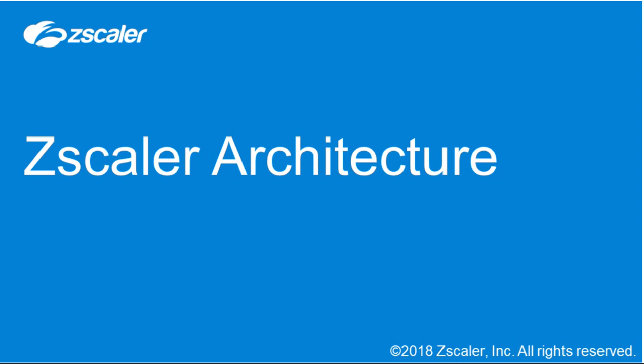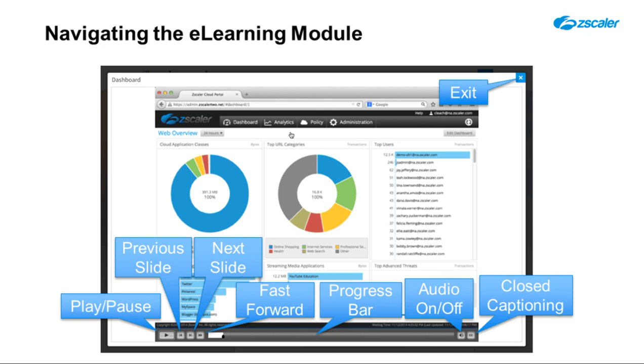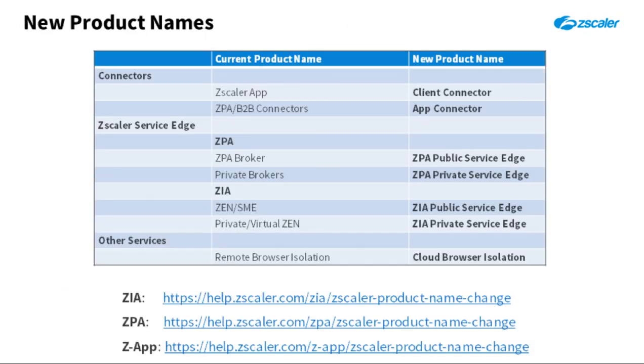Welcome to the Zscaler Architecture module. Before you begin, take a moment and familiarize yourself with the recent changes to Zscaler product names used throughout this course. For example, Zscaler App is now called Client Connector. A complete reference of old and new product names for ZIA, ZPA, and ZApp is available on the help portal at the URLs listed here.